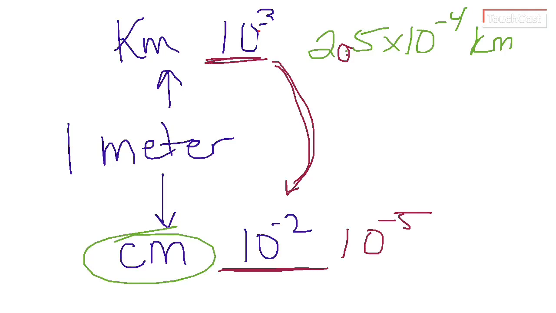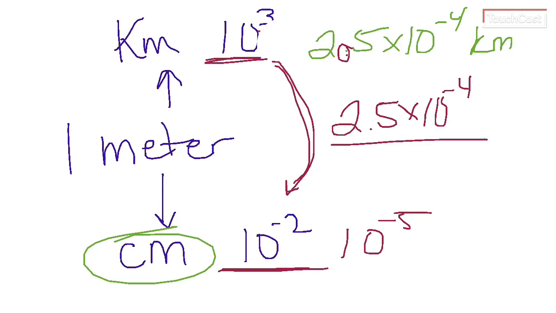And so what we need to do is 2.5 times 10 to the negative 4, and then you can either do divided by 10 to the negative 5, or if you don't like that way, you can do times 10 to the positive 5.